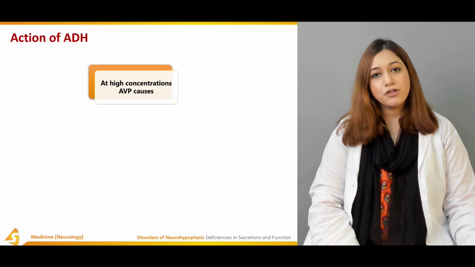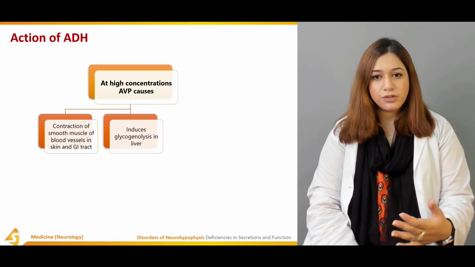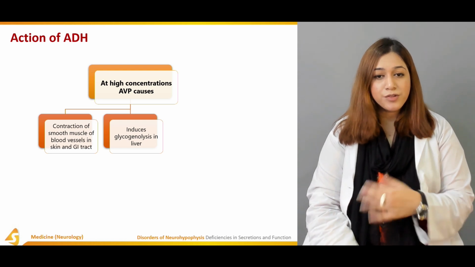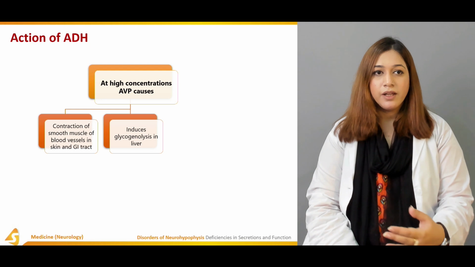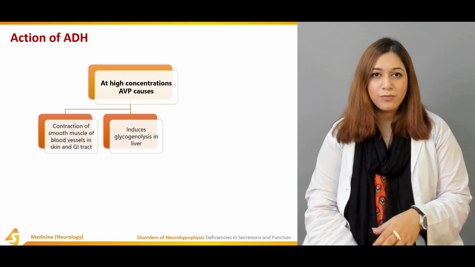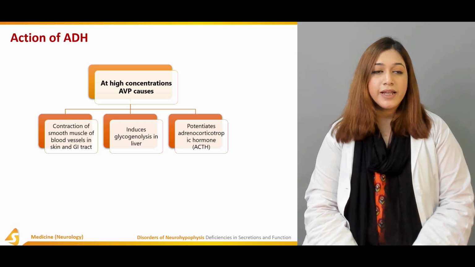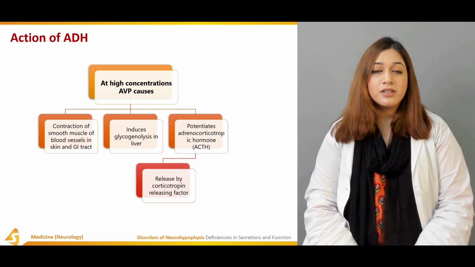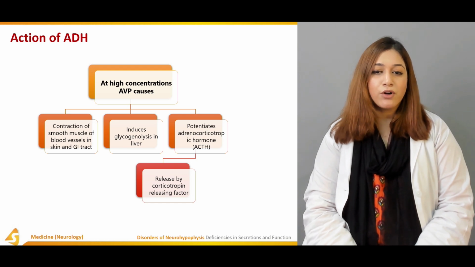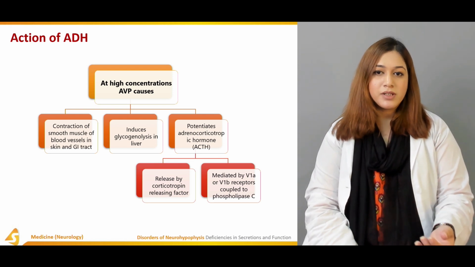Now, at high concentrations of AVP, it has certain different actions. It causes a contraction of smooth muscles of the blood vessels in skin and GI tract. It induces glycogenolysis in the liver, and it potentiates adrenocorticotropic hormone (ACTH) production that is released by the CRF or corticotropin releasing factor, and all this is mediated by V1A or V1B receptors that are coupled to phospholipase C.